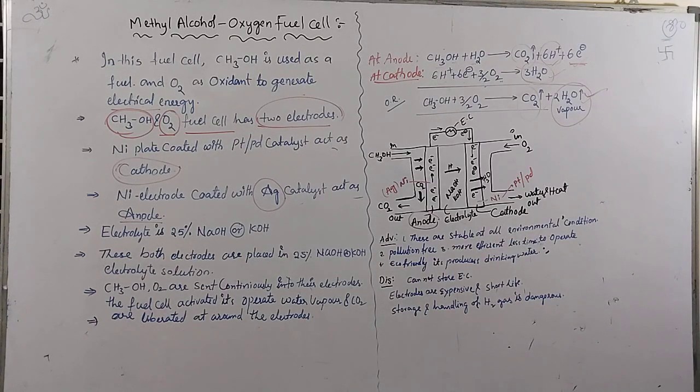The major application of the methyl alcohol oxygen fuel cell is in fuel cell motor vehicles; some motor vehicles nowadays use this construction of fuel cells. These are its advantages. So this is the methyl alcohol oxygen fuel cell.